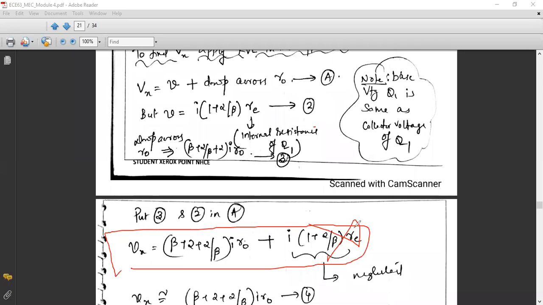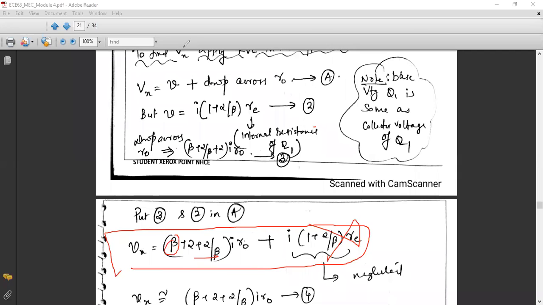Can anybody tell me why I'm neglecting the second term? Because beta is very, very large. Accordingly, 2 by beta is very small when compared to 1. And why am I not neglecting this? Because here we are adding this term with beta, so we can't neglect this. When you compare with 1, this 2 by beta is very small, so you can neglect it. So you can approximate this equation as Vx is equal to beta plus 2 by beta multiplied by IR0.